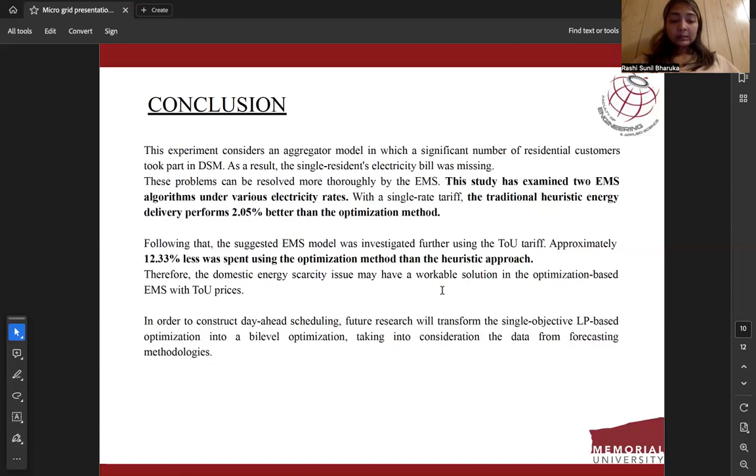For the future scope, to construct day-ahead scheduling, we can say that the single-objective linear programming-based optimization can be turned into a bi-level optimization and taken into consideration, as this model presently works on state diagrams and flowchart programming, taking into consideration data from forecasting methodologies and the proposed database in the energy management system.